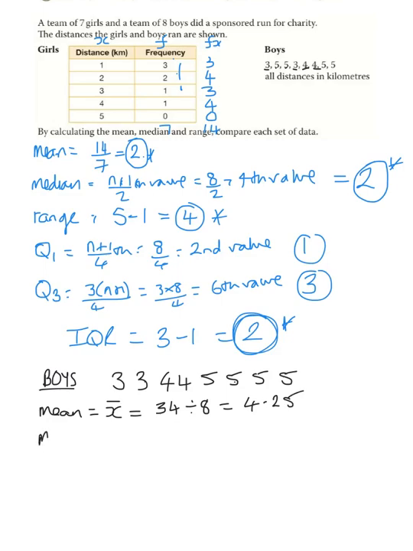The median is the middle value once they're all put in order. So 1, 2, 3, 4, 5, 6, 7, 8. So the middle value here is going to be a middle pair. So our middle value here is going to be 4.5. Add them together, 4 plus 5 is 9, divided by 2 gives you 4.5. The range is the difference between the largest and the smallest. So our range here is going to be 5 minus 3, which equals 2.